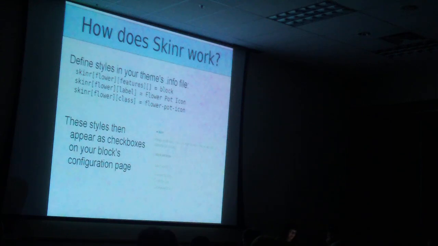So then the styles that you define in your info file appear as checkboxes on your block configuration page. And then, the class that you see, flower pot icon, you would then in your theme put a class, flower pot icon, and do whatever styling you wanted under that. So you do flower pot icon, block, background, or, in our case, I think it's H2 background that puts the icon in the corners of it. So that's what we're looking at using it for.